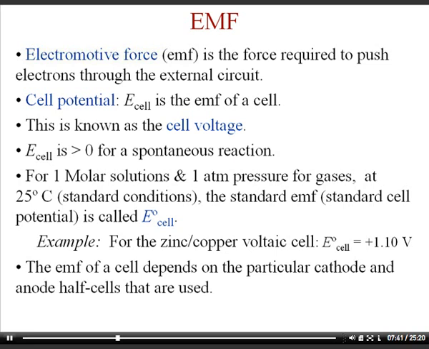Now, the EMF of a cell depends on what substances you're using in the cathode compartment and the anode compartment, so it depends on the half reactions that are being used. If you're using, let's say, zinc and lead, it's going to give you a different E value.